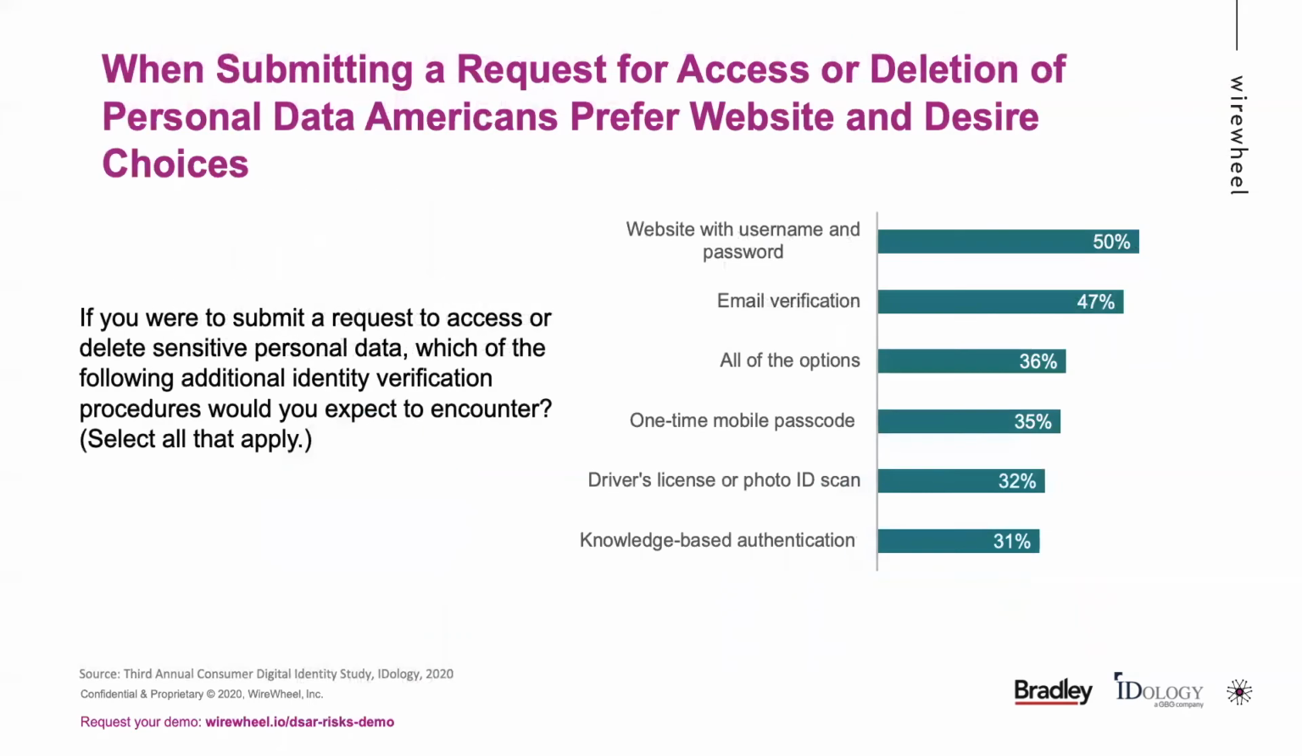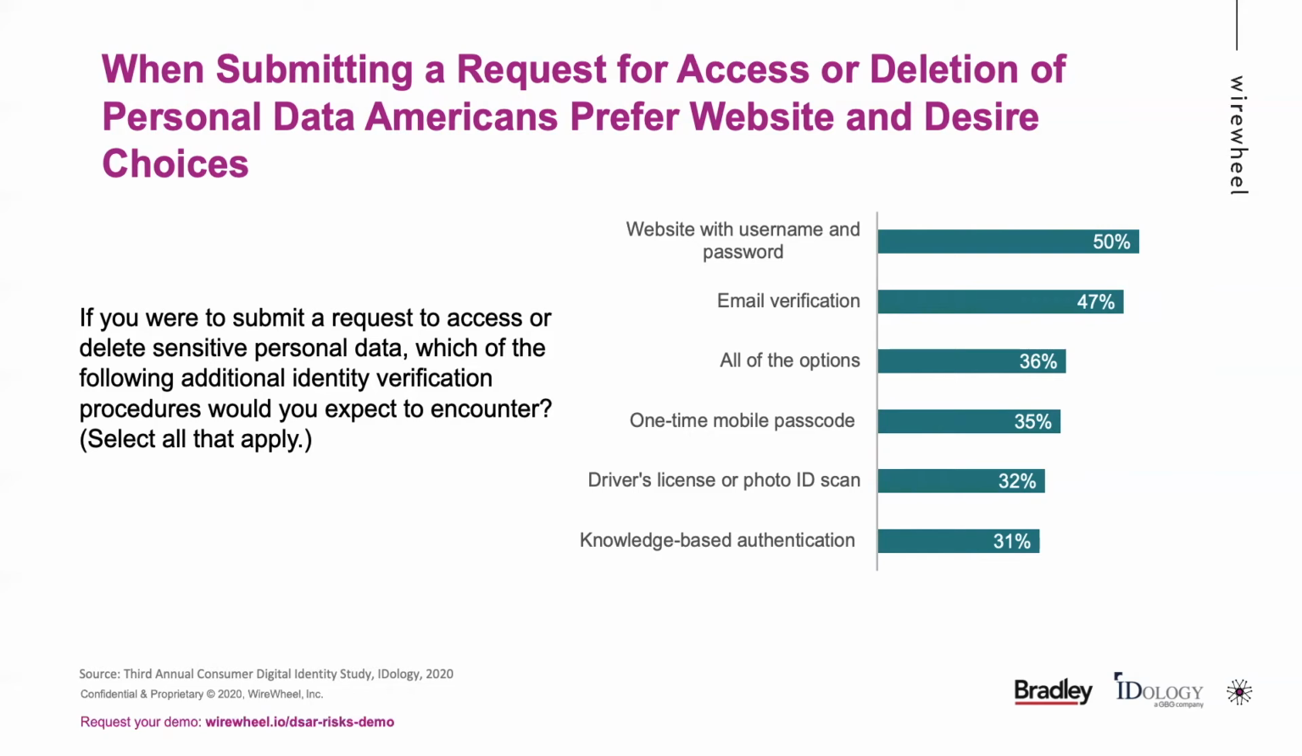And so ultimately, in the next set of data that I want to share before I pass it along to Scott, we want to find out the types of identity verification methods Americans expect to encounter when they make these kinds of requests. What are we expecting? What are they expecting us to deliver? And so nothing too earth-shattering here. The first is a website with a password, email verification, one-time passcode, the mobile scan of the license, knowledge-based authentication.